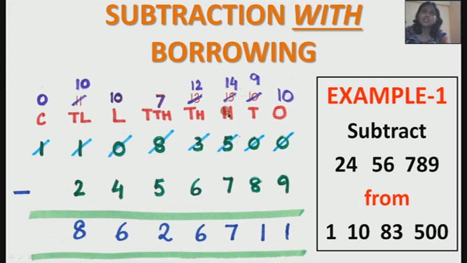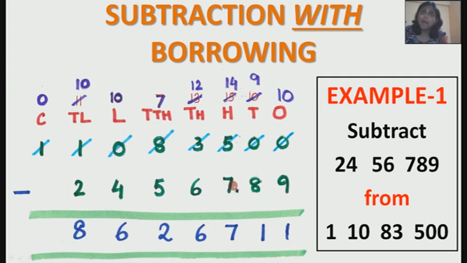Moving on to the hundreds place. Now in the hundreds place, we can see 5 hundreds minus 7 hundreds. Again not possible. So we have to borrow 1,000 from the thousands place. So now it becomes 500 plus 1,000. That makes it 1,500s. Now 1,500s minus 700s is possible.